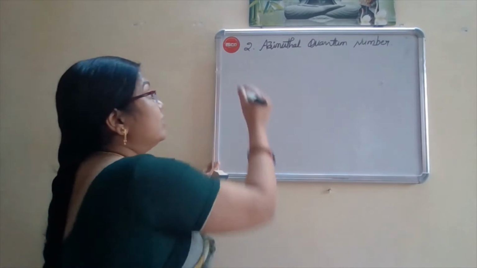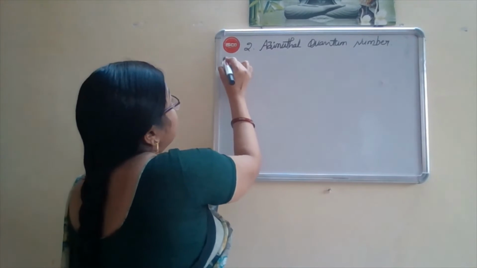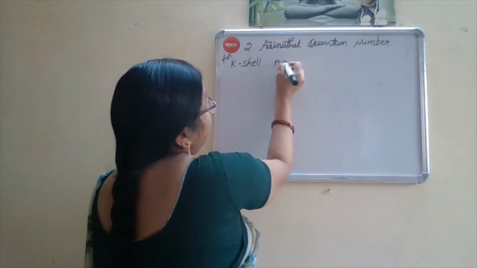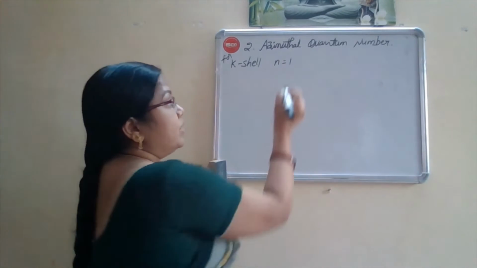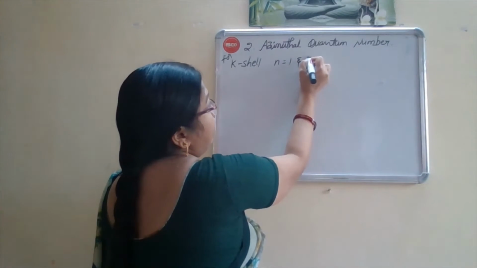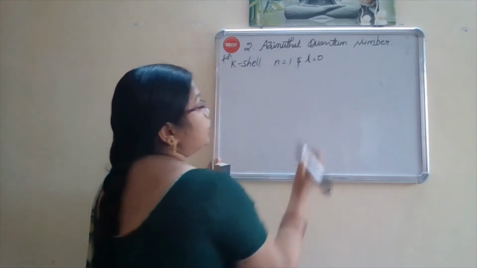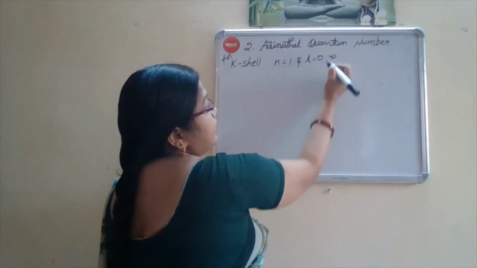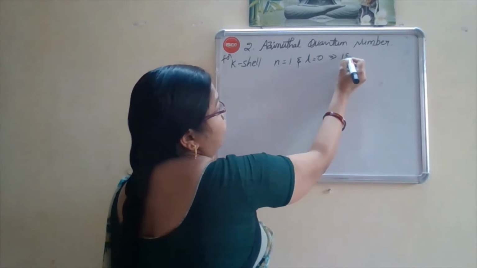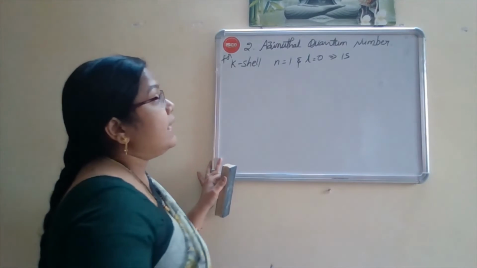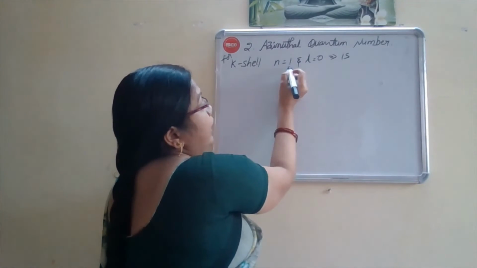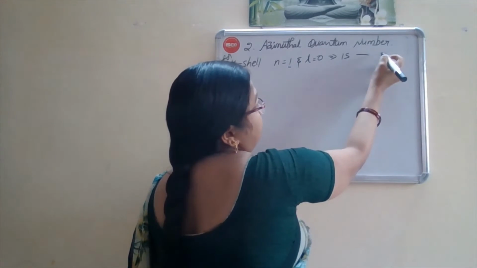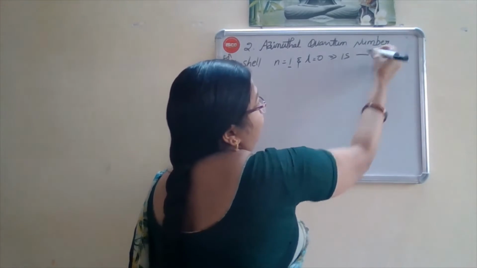For K shell, n equals 1 and l equals 0. From this, the resulting subshell is 1s. Here, the number of subshells is equal to the principal quantum number. So, the number of subshells is 1.